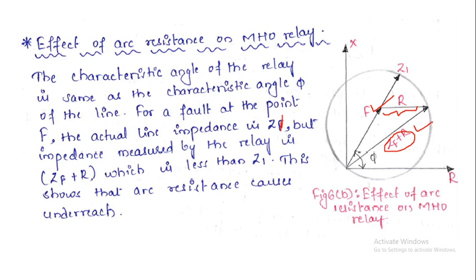Like this, arc resistance introduced because of the transient or the flashover in the faulty path reduces the distance of the relay operation. Hence it is called an underreach. So this arc resistance causes the Mho relay to operate as an underreach.